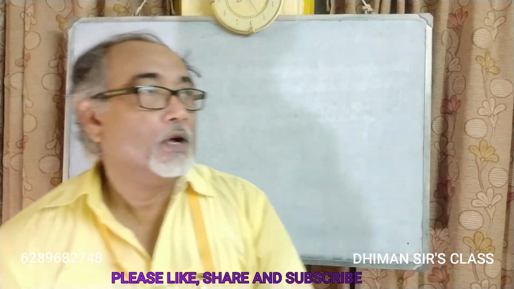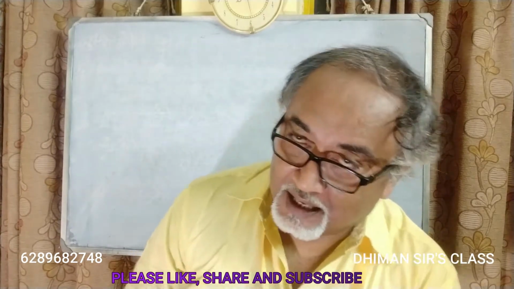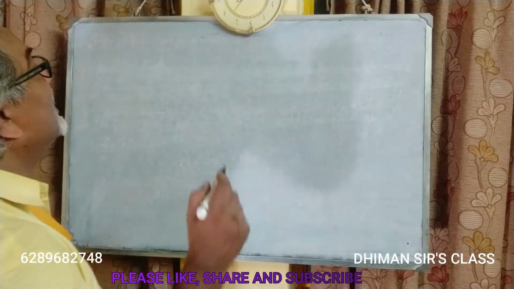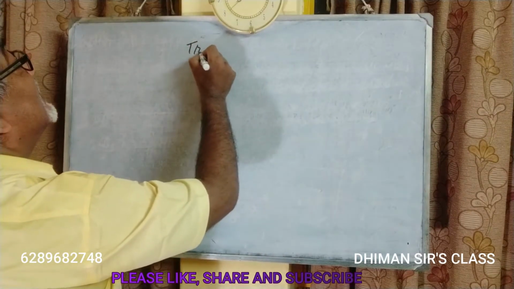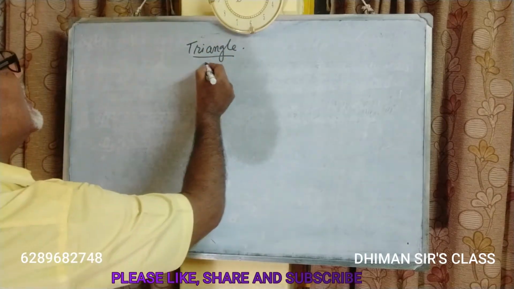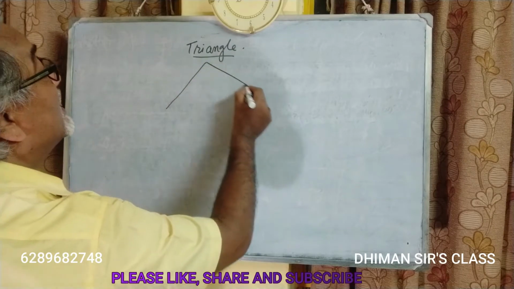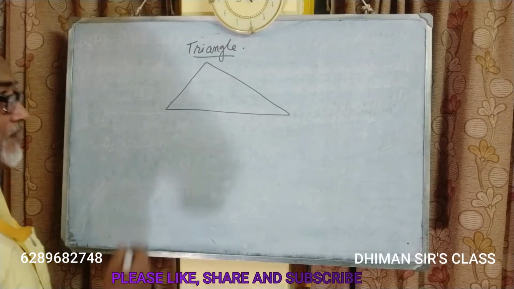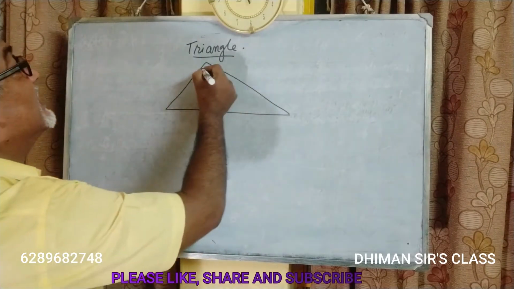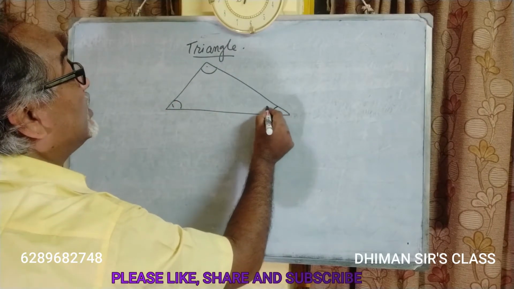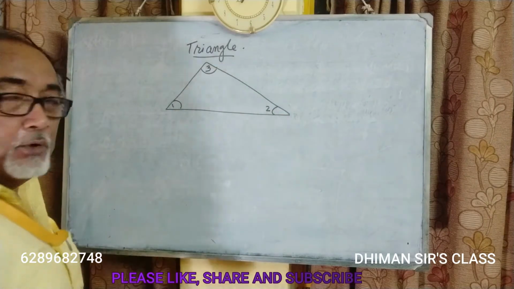Now today our topic is the angle sum property of a triangle first. What do we mean by the angle sum property of a triangle? First, let us deal with the triangle. A triangle means a closed figure made up of three straight lines, having three sides and three angles. Suppose this is angle 1, this is angle 2 and this is angle 3.